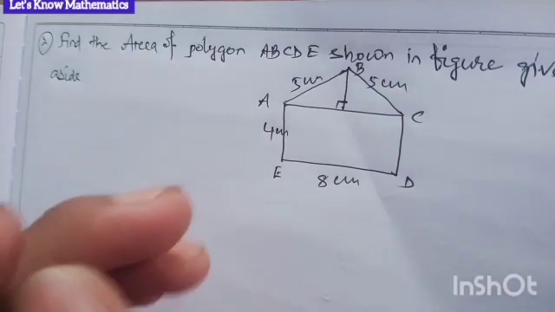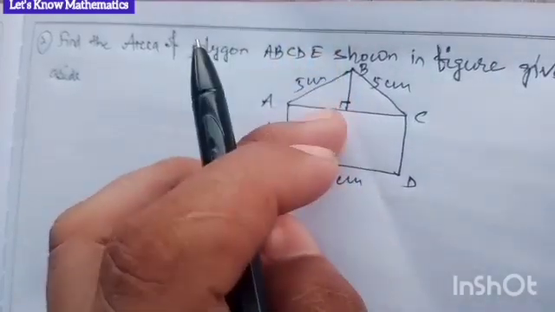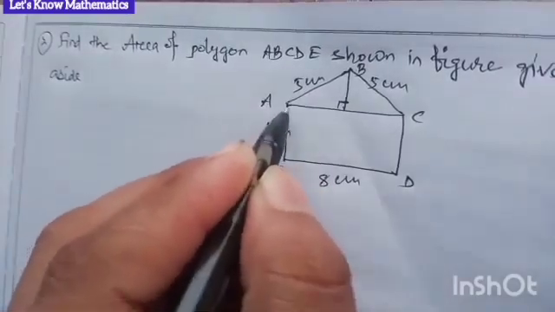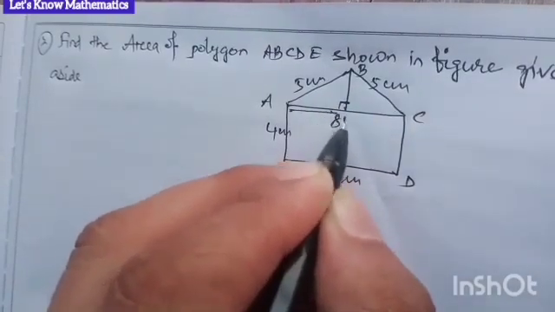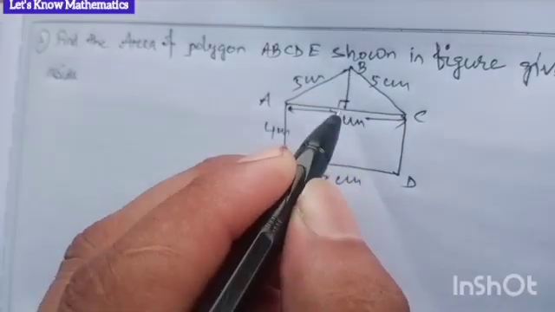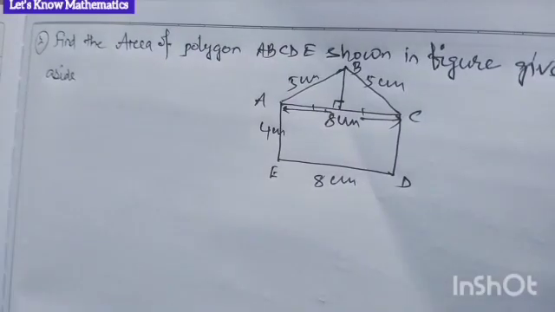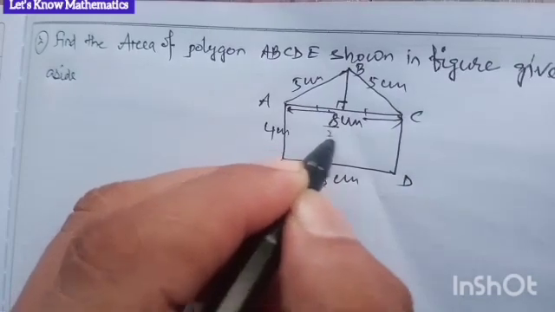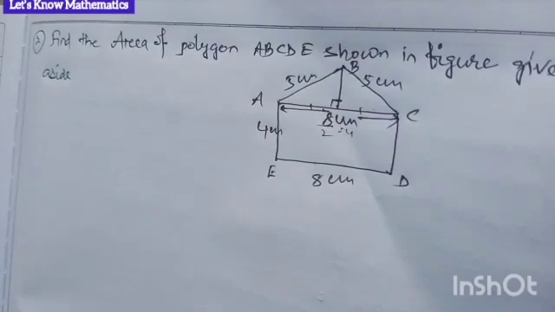But for finding the area of this triangle we need the height, and here the height is not given, so we need to find it. Since this is a rectangle, this side is equal to this side, so this is also 8 cm. Then this one is the perpendicular bisector, so it divides this side equally. If we divide by 2, this is 4 cm, so each part will be 4 cm.